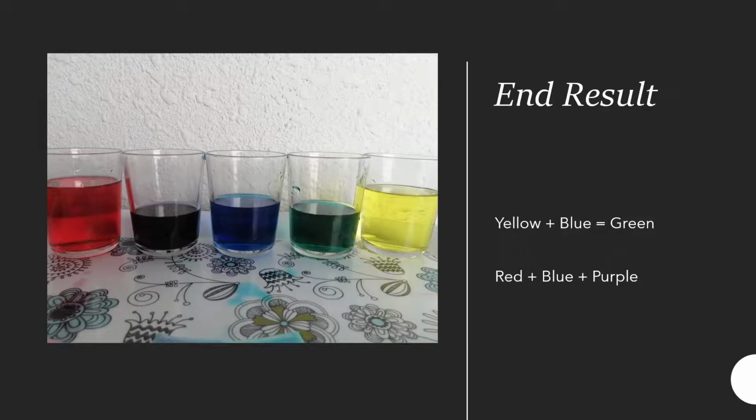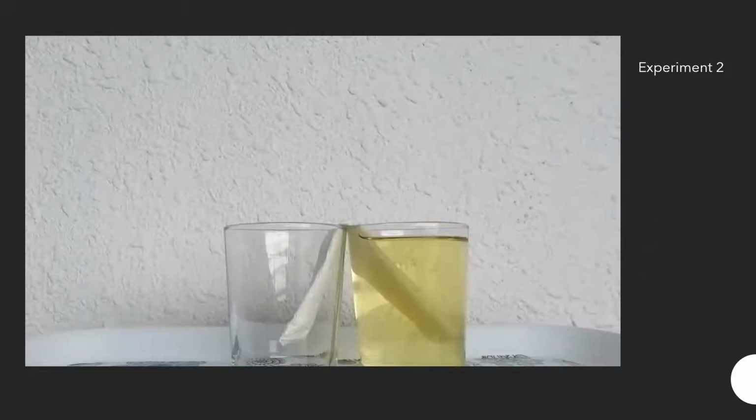The end results are the yellow colored water and the blue colored water went into the empty cup and formed green, while on the other side, the red colored water and the blue colored water went into the empty cup and created purple. For our second experiment, we used 2 glasses, one empty and one filled with cooking oil.